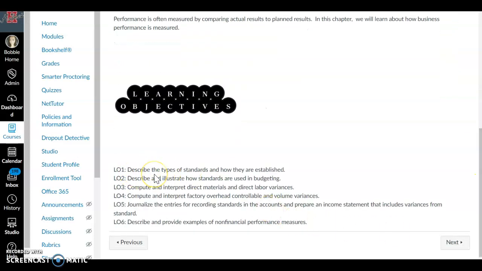You should be able to describe the types of standards and how they're established, describe and illustrate how standards are used in budgeting, compute and interpret direct materials and direct labor variances. You're going to be able to compute and interpret factory overhead, controllable, and volume variances. You'll journalize the entries for recording standards in the accounts and prepare an income statement that includes variances from standard, and describe and provide examples of non-financial performance measures.